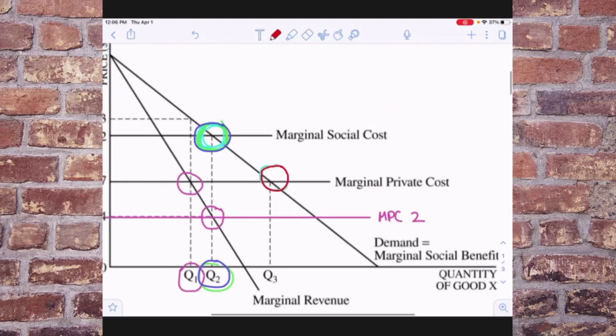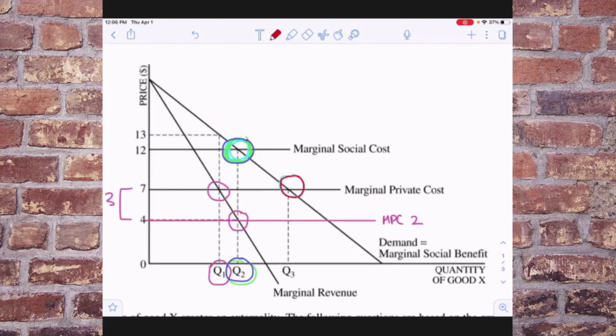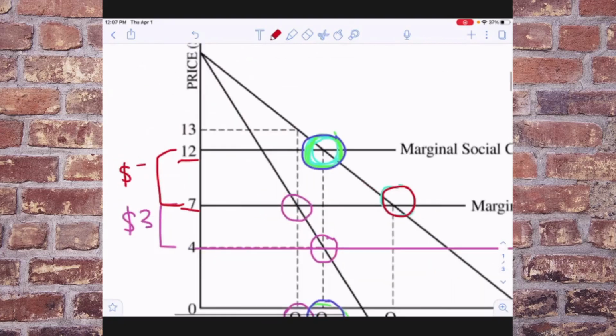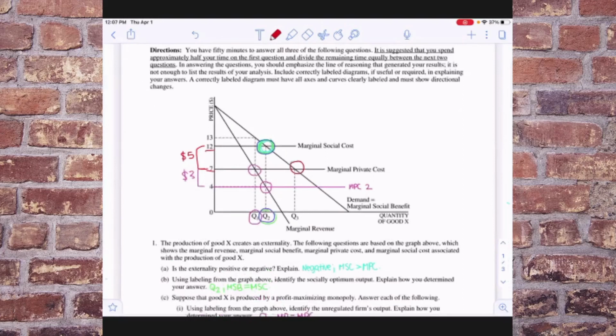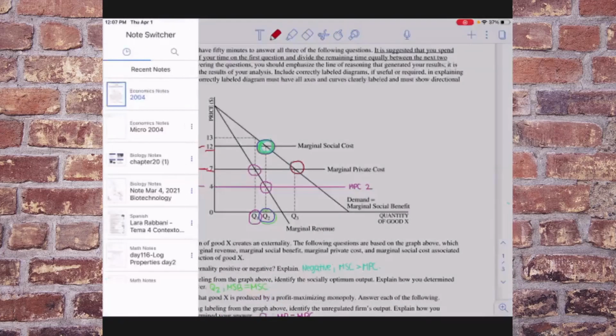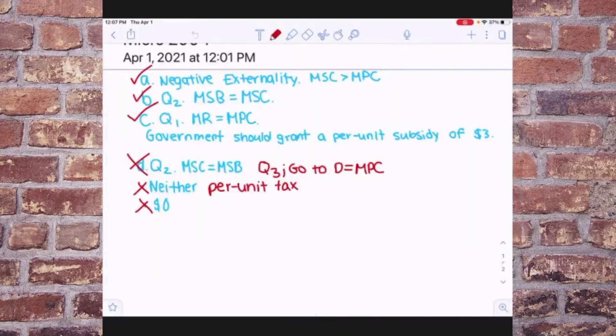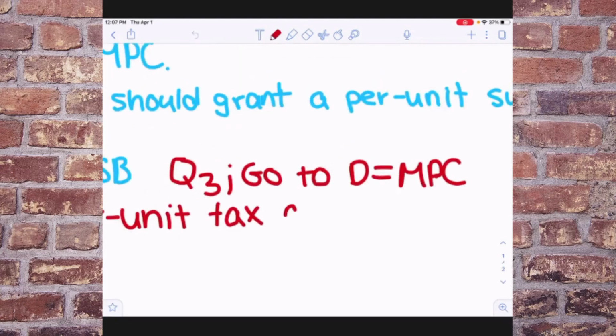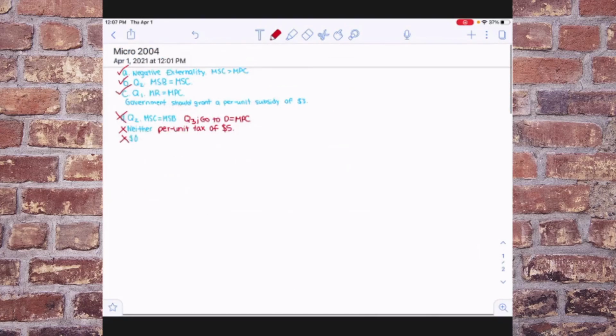If we look at that, we notice that they're charging $7, but we need to be up to the very thick green circle. That's where we should be. So we have to tax them at $5 to shift them up to the 12. So that's the tax, a $5 tax. All right, so we go back to Notability and we write in there $5. All right, and that's it.